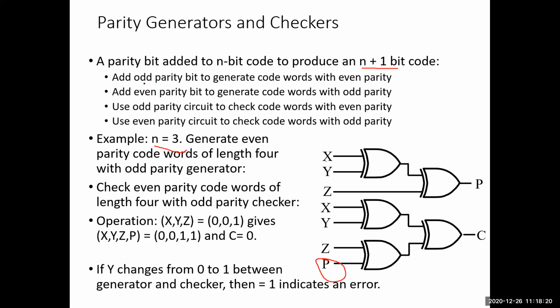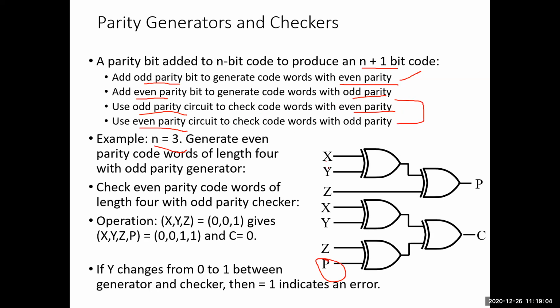So see now, add an odd parity bit to generate a code with an even parity. You are trying to add an odd parity bit in order to generate an even parity. Again, in order to get odd parity, what you are supposed to do is add an even parity bit to the particular XYZ code in order to get an odd parity. It's exactly the opposite. Use an odd parity circuit in order to check the codes with even parity, and similarly use an even parity circuit in order to check the code with odd parity. So this is regarding the design process, how the circuit is designed and how to use that circuit.